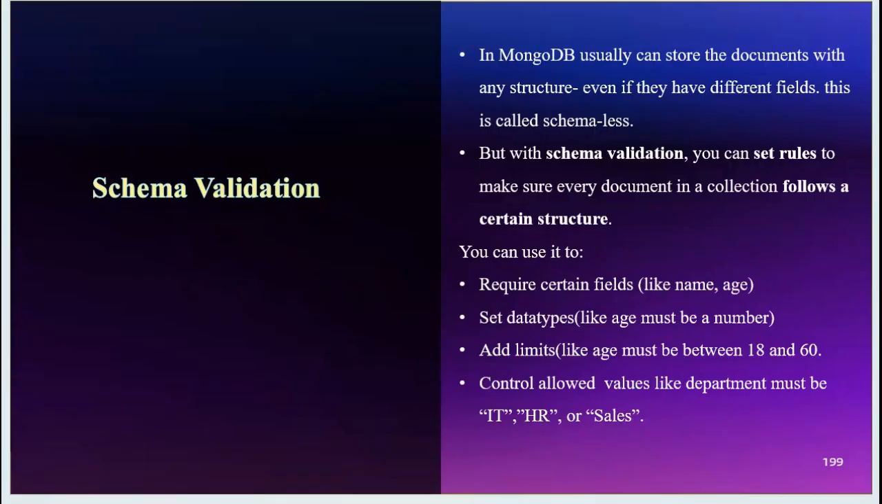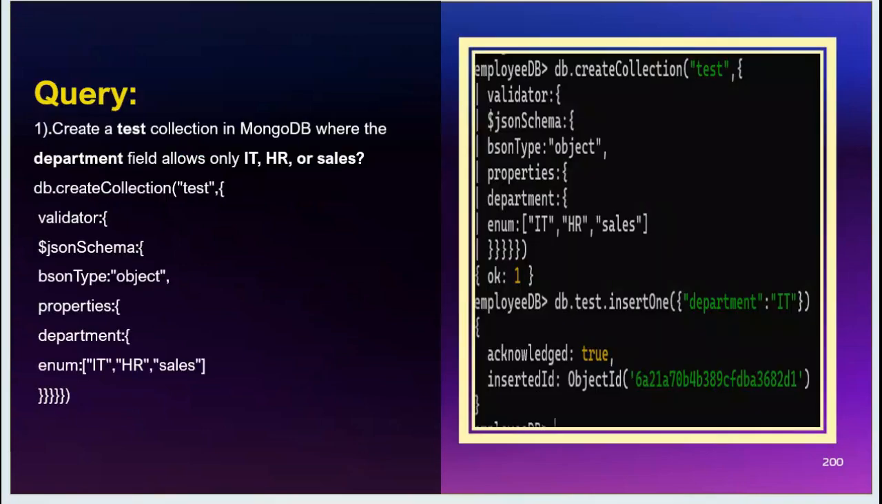Now look at the query here. Create a test collection in MongoDB where the department field allows only IT, HR and sales. Here you can see db.createCollection. Here we are using JSON schema. It uses the schema validation with the JSON schema, and the document type must be an object. So here we are using bsonType, and that document must be an object.